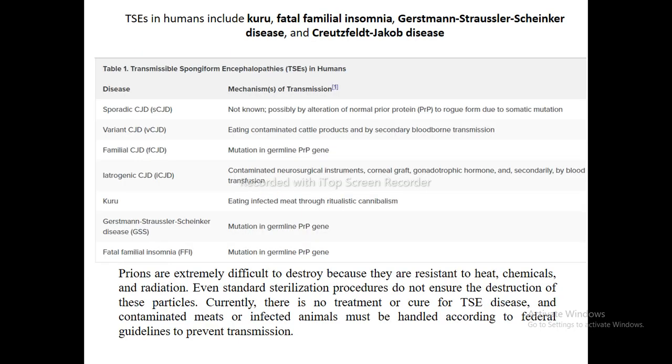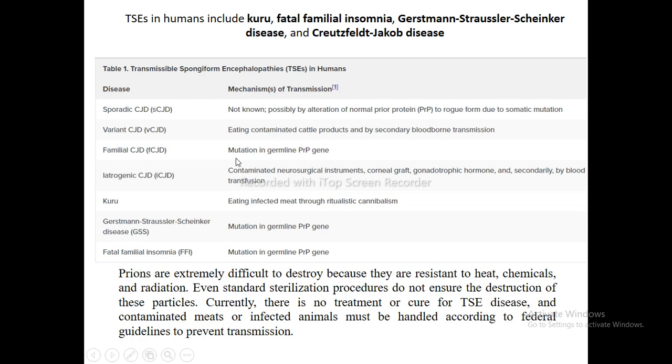There are other examples in humans, including GSS, that is Gerstmann-Straussler-Scheinker disease, and Creutzfeldt-Jakob disease, CJD, right? So in humans, there are different mechanisms of transmission: sporadic, variant, familial, iatrogenic. Okay, so the reason for sporadic CJD is not known, and it is thought that some somatic mutation may cause this disease, resulting in alteration of normal prion protein. While variant CJD may result from eating contaminated cattle products or by secondary bloodborne transmission.